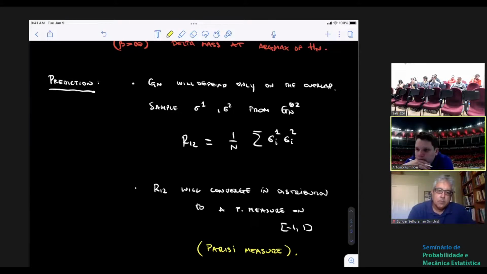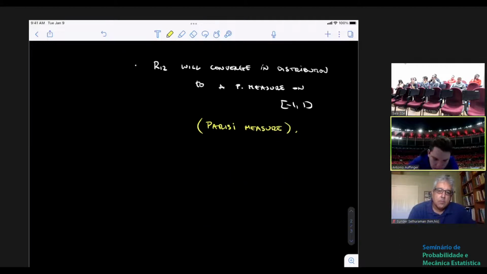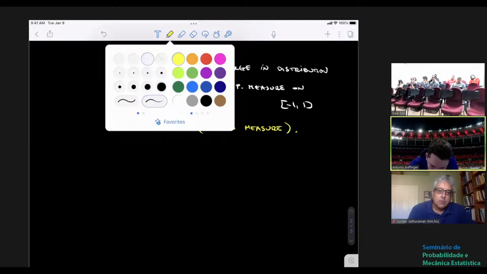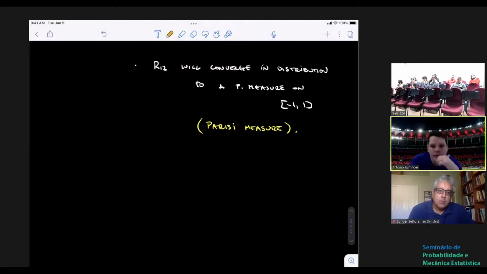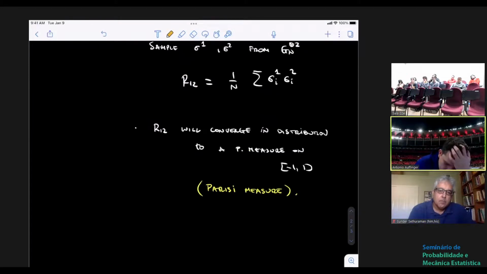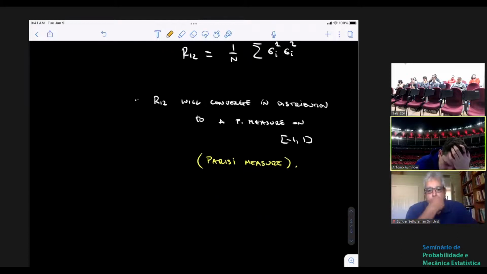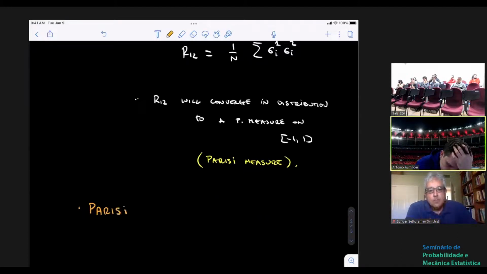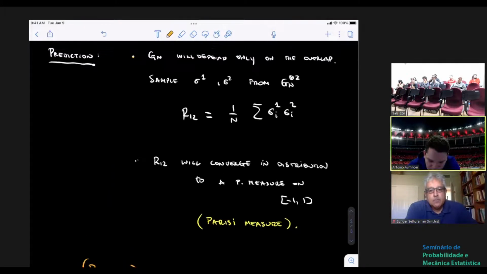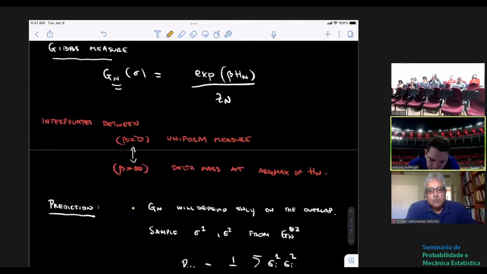Of course, this Parisi measure depends on beta, and that is what I'll try to describe in a second. So what is the prediction for this quantity? Well, perhaps let me just start with Parisi. Here's exactly what Parisi did: he said, what I'll do first is study the partition function.